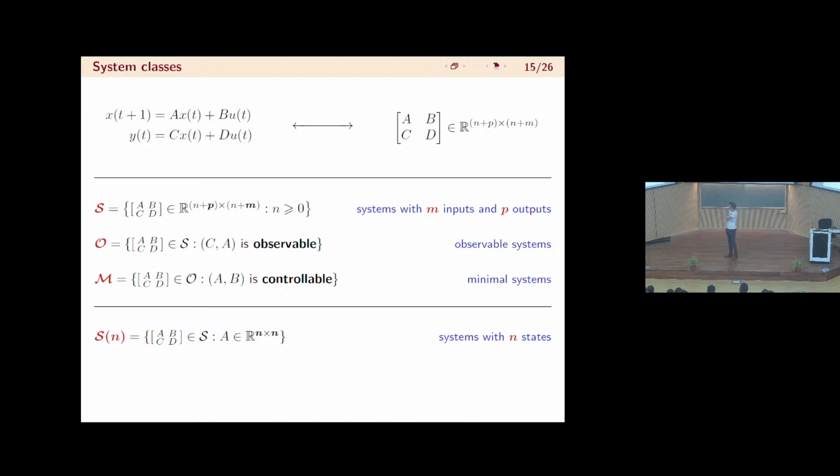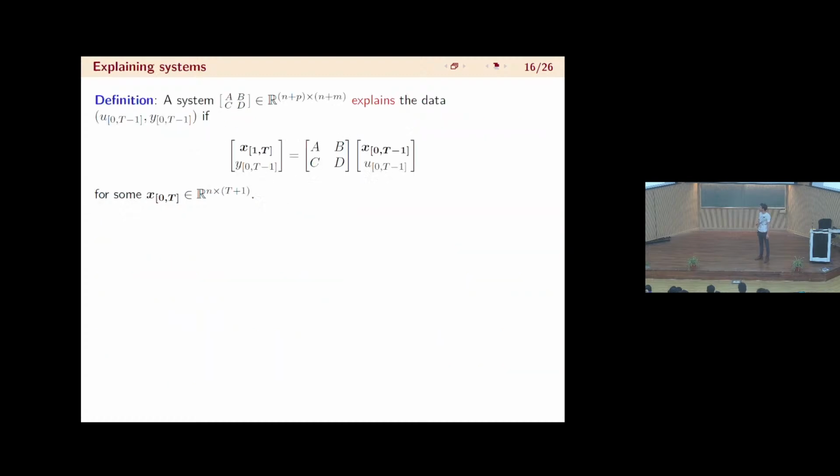We will also use the set Sn of state space systems with exactly n states. And SLN denotes those systems with exactly n states and lag L. This is a definition we already saw before the break. It's a very important one, though.